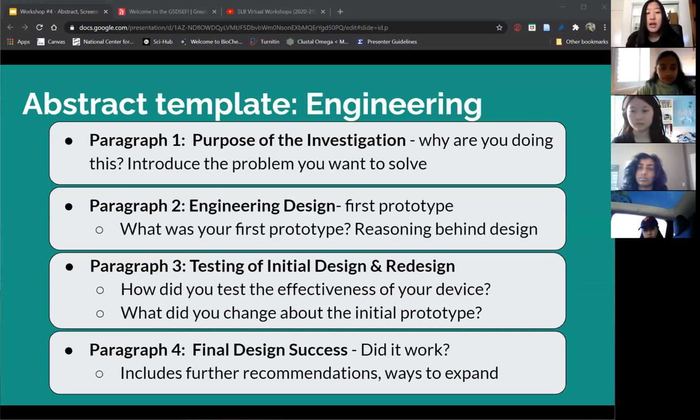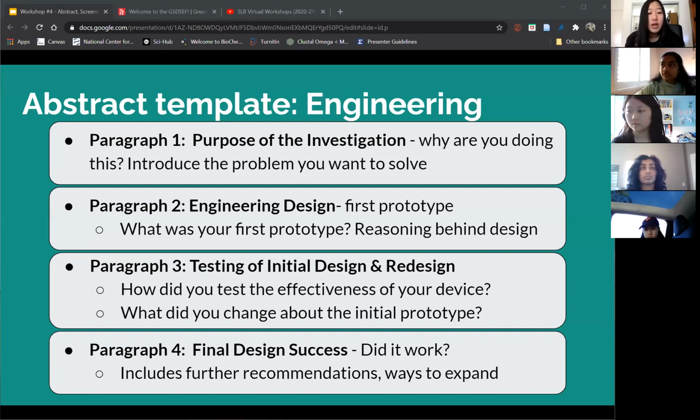So here's a template of an abstract that you can use to guide your writing for engineering projects. Paragraph 1 summarizes what the problem your device is trying to solve. Paragraph 2 is a description of your first design and also should cover your initial reasoning and why you thought it would work. Next, in paragraph 3, talk about how you tested the effectiveness of your designs and briefly go over the changes you made to further prototypes.